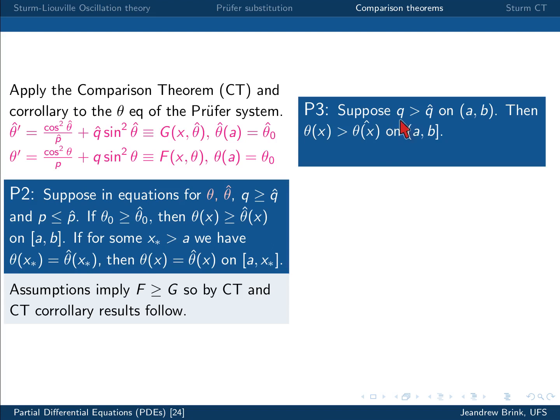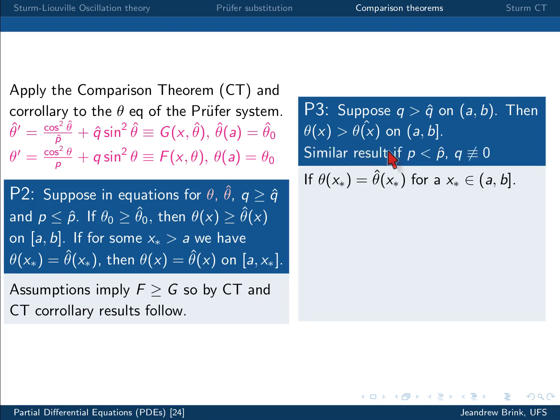And what that is: suppose rather than having a greater than or equal to, you have a strong inequality here on AB, then you also have a strong inequality on the solutions. In other words, the solution theta is then always greater than the solution theta hat on AB. And similarly, an equivalent result you can also get if you say let P be strictly less than P hat and Q not equivalently 0. And to see how to prove that, what we're basically going to do is say, suppose the equality holds and we're going to get a contradiction.